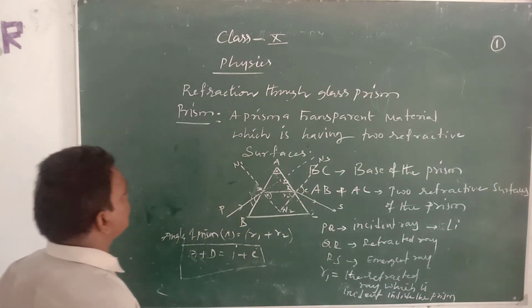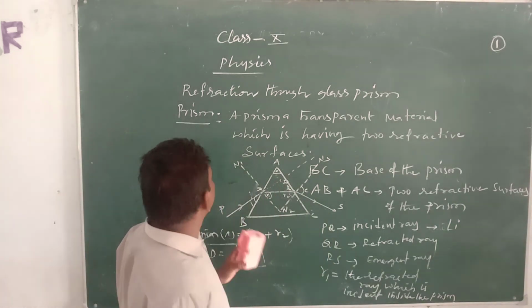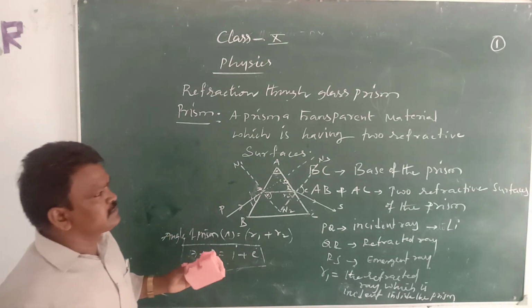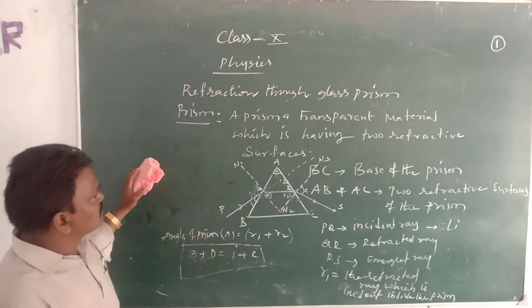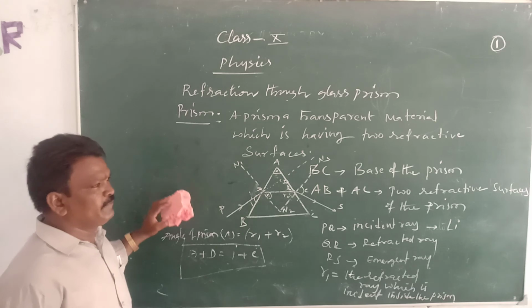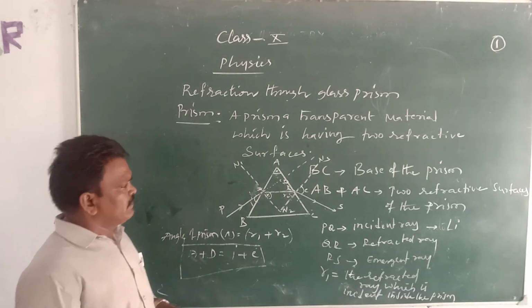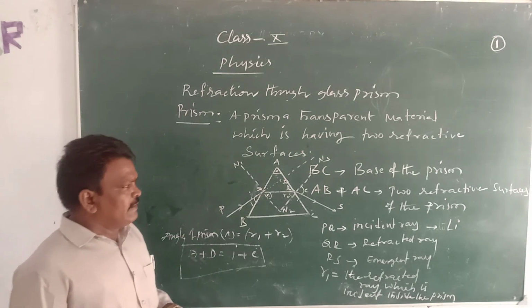As already said, lenses are made with prisms, which have refractive properties. That we will see in the next class.